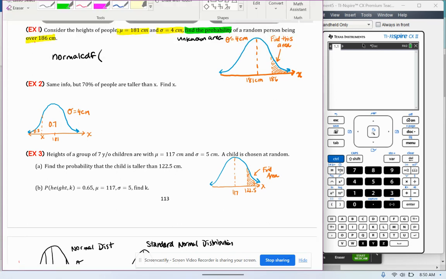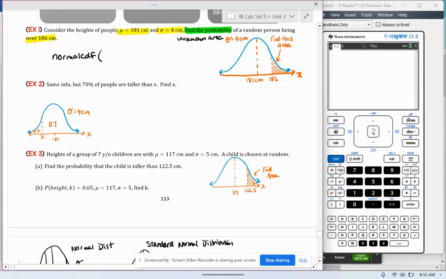So I gave you guys the drawing of this already, right? If you were to sketch this by hand, you would have drawn a little normal distribution curve. You would have put a little line on the bottom. You would have put the mean in as 181. You would have put the standard deviation off to the side as 4, and then you would have found the x value of 186, and you would have shaded the area to the right. That unknown area is the area that we are trying to find, okay?